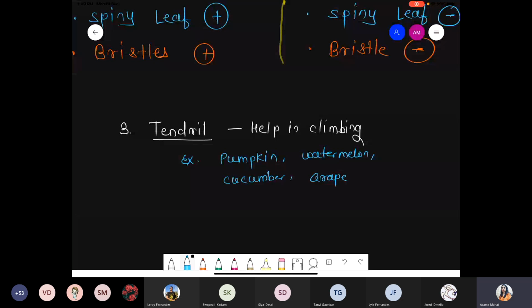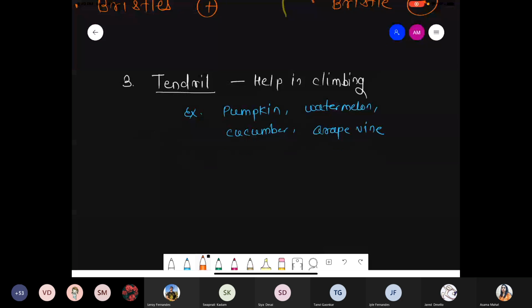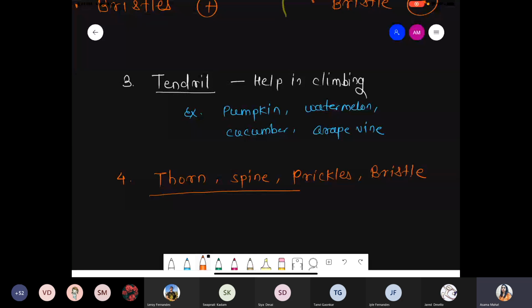Grapevine. That's it. No question from the tendril because it is a very easy question. Such an easy question does not come in NEET. Next one we are talking about is hard pointed structure: thorn, spine, prickles, and the other one, bristles. So we are taking all four categories together: thorn, spine, prickles, and bristles.